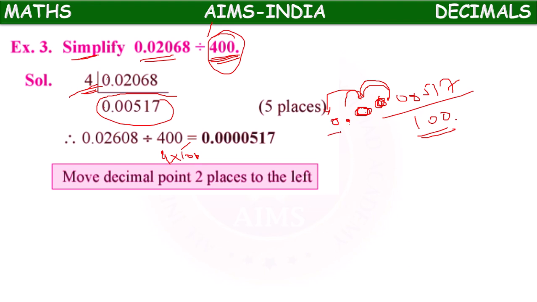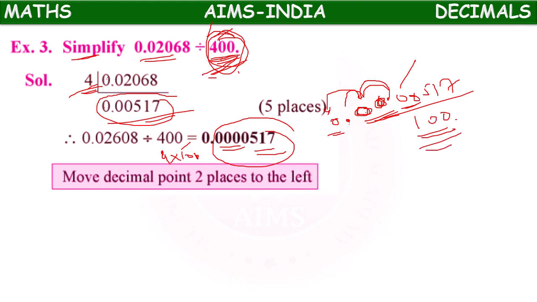Before that, one more 0 we can take. So 0 point. Already 2 zeros are there. So 0.000517. So if you get any number like this, 400 or multiples of 100, first you have to divide with the whole number. Then whatever answer is coming, you have to move the decimal point towards the left by as many places as the number of zeros you are having. Like that you can do.